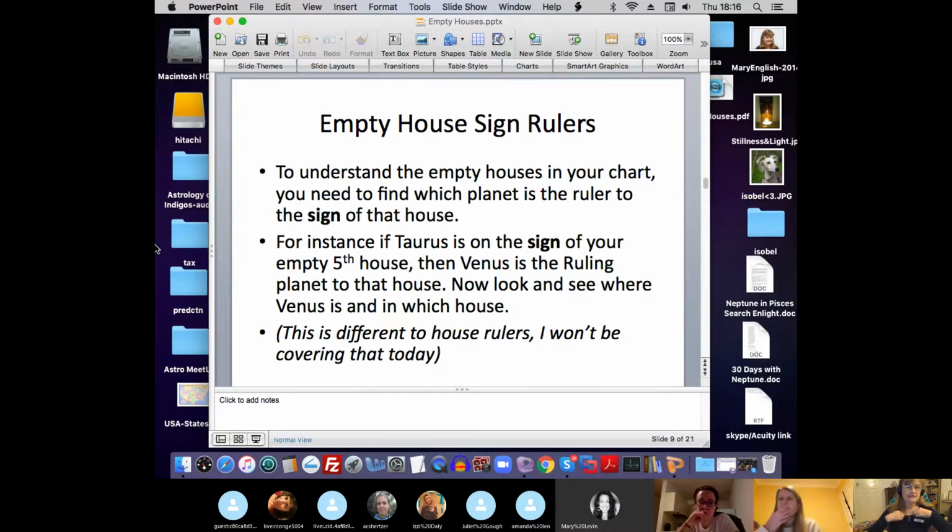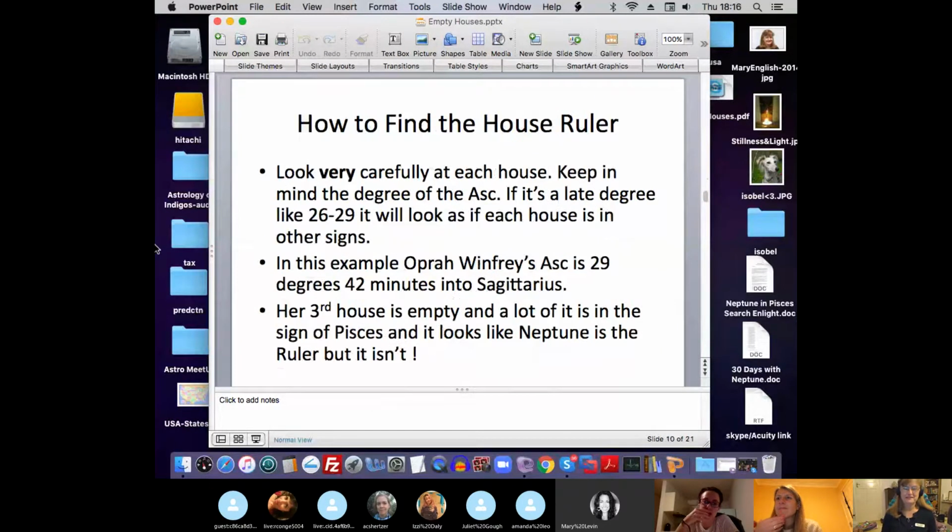Now, I'm talking about sign rulers today. I'm not going to talk about house rulers, otherwise we're really going to get into a bit of a head. I was going to use a rude word. We're just going to get more confused. So we're just talking about sign rulers. Each house will start in a sign, we'll find the ruler to it, and then we'll look to see where the planet that rules it is located, because you will have a planet, trust me. It's not going to not be a planet.